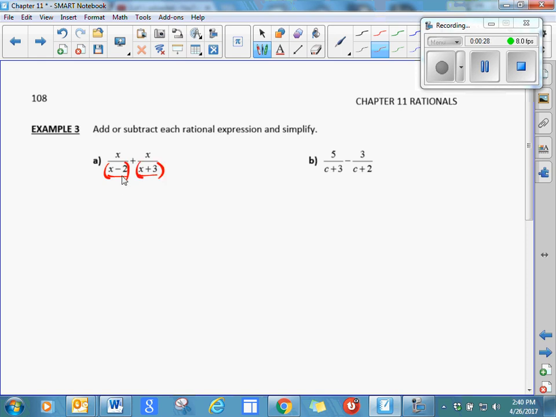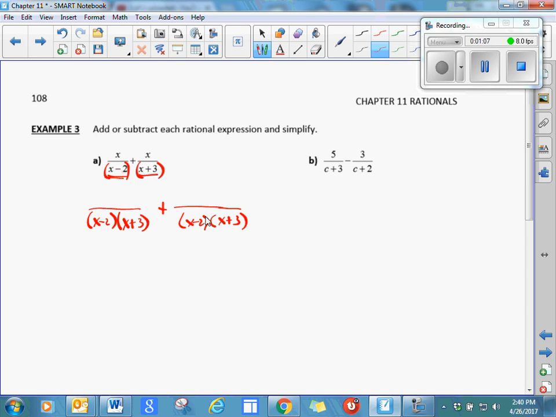terms. And in order to get a common denominator, you have to have both this term and this term in it. So just like any other common denominator, this has to be able to divide into our common denominator. And this has to be able to divide into our common denominator. So in order to do that, these two together are going to make up our common denominator. x minus 2 times x plus 3.